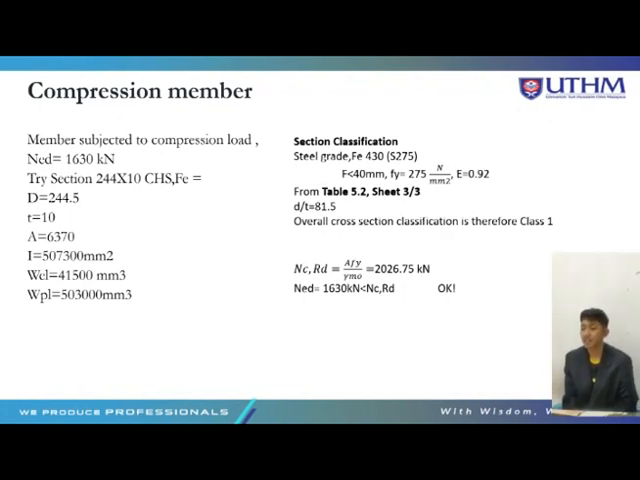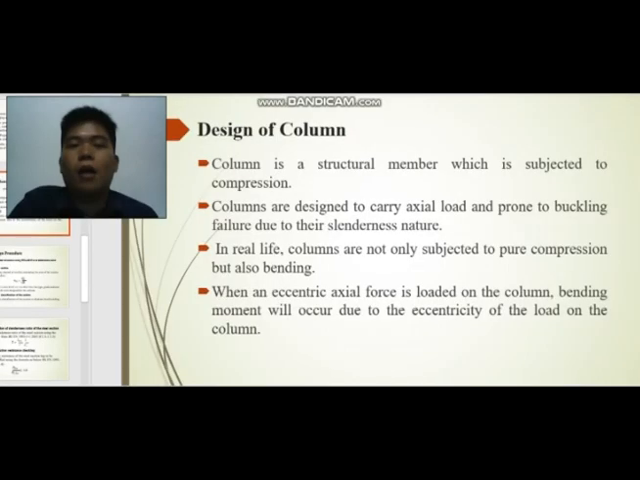Hi, I'm Danny Mu Ming Huang. I will present to you the design of column. A column is a structural member which is subjected to compression. Columns are designed to carry axial load and are prone to buckling failure due to their slenderness. In real life, columns are not only subjected to pure compression but also bending. When an eccentric axial force is loaded on the column, a bending moment will occur due to the eccentricity of the load on the column.